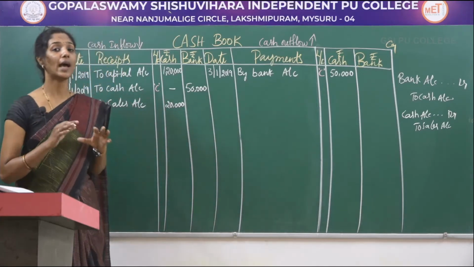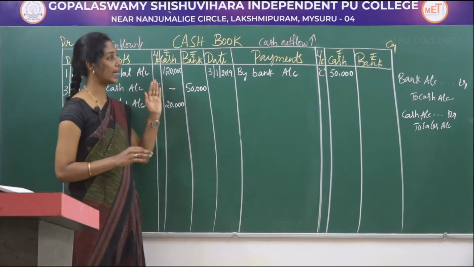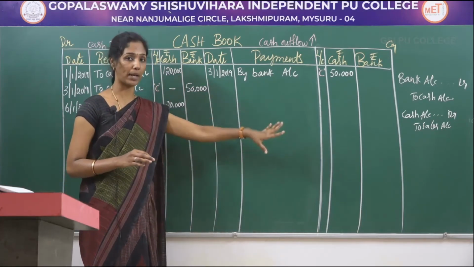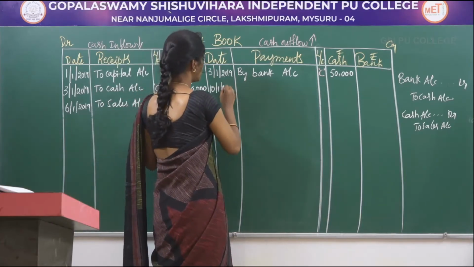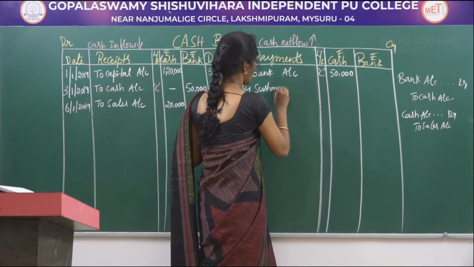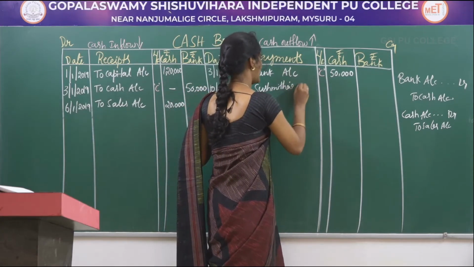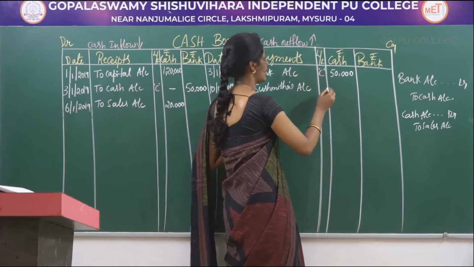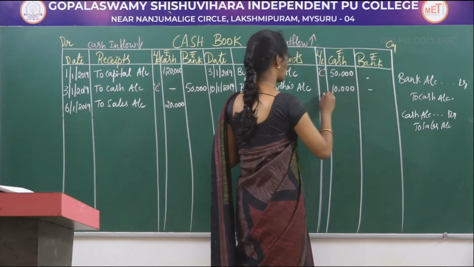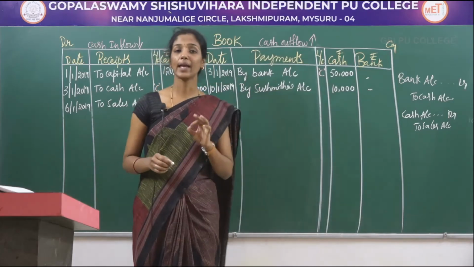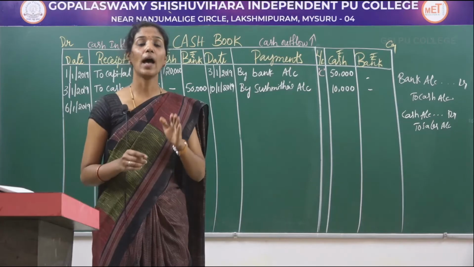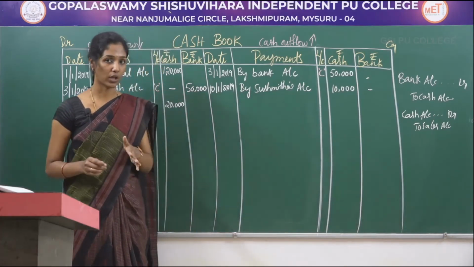So here it is a cash transaction. So it must be recorded on the credit side of the account because it is a payment. So as on 10/1/2019 by Sushmita account 10,000 in the cash column. Paid cash to Sushmita. What is the journal entry? Sushmita account debited to cash account.